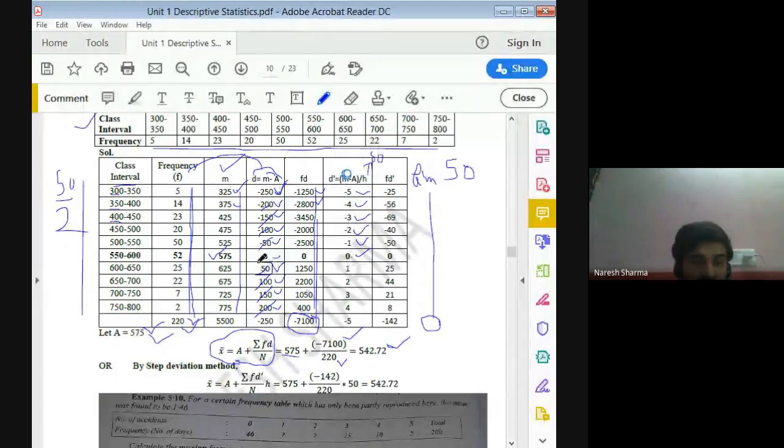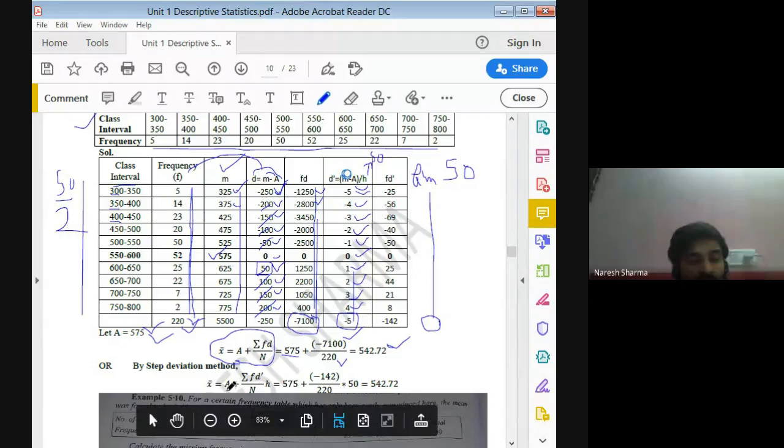Now 50 by 50 is plus 1. Similarly, 100 by 50 is 2, and similarly 3 and 4. And if you see, minus 4, minus 3, minus 2, minus 1 are in negative and also in positive, so we are left with only minus 5 here. The total sum of this is minus 5. Now similarly, multiplication as required in your formula, a plus summation f into d dash by n into h.